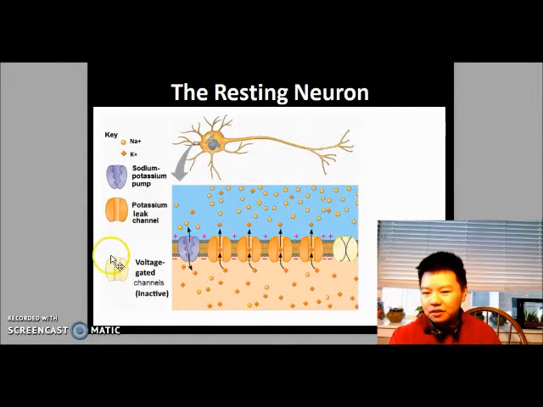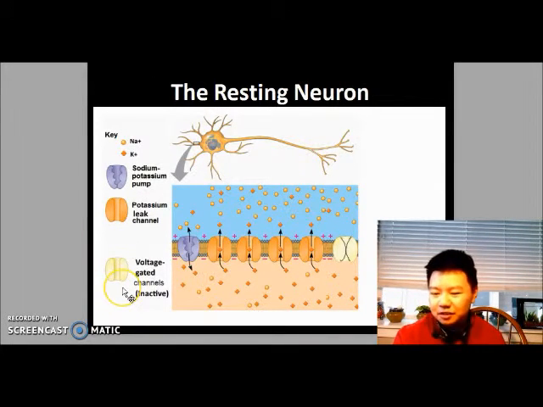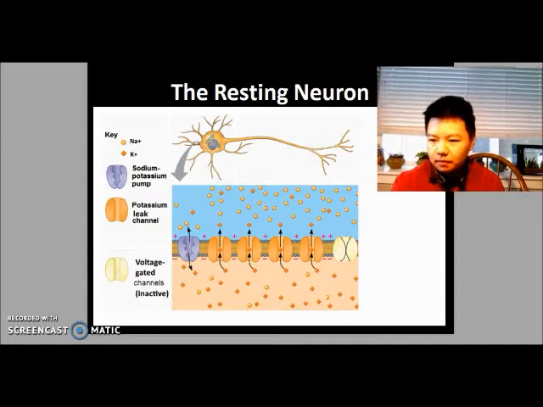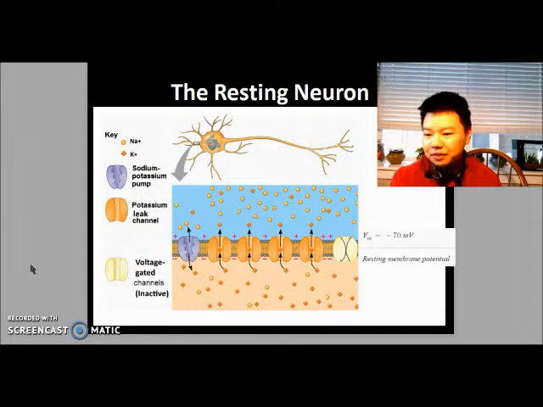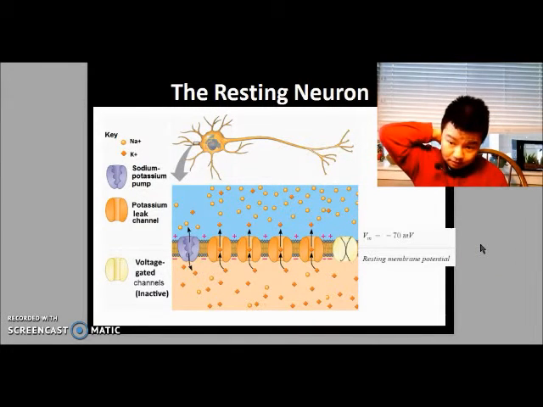And know that there are other channels called voltage-gated channels here, but they are inactive. We're going to talk more about them later. All in all, we have the maintenance of a negative charge on the inside of the membrane compared to the outside. We call that the resting membrane potential. And if we put in 2 electrodes and measure, the potential difference will be about -70 millivolts in most neurons.